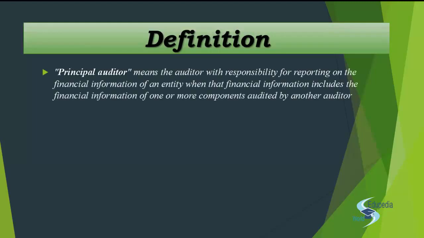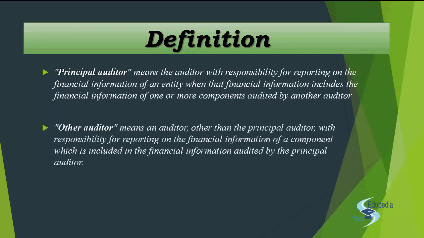Then you have the definition, principal auditor, meaning the auditor with responsibility for reporting on the financial information of an entity on the whole, right? And when that financial information also includes the financial information of the component, only then we say that the principal auditor has come into play. Otherwise, he is a normal auditor. There is no need to use the word principal auditor and other auditor unless there are more than one auditor. That means one auditor for the entity and the other auditor for the component, right? If there is just one, there is no concept of principal and other auditor, right? And the other auditor is obviously the second person in the above definition.